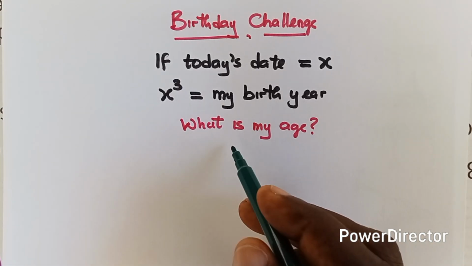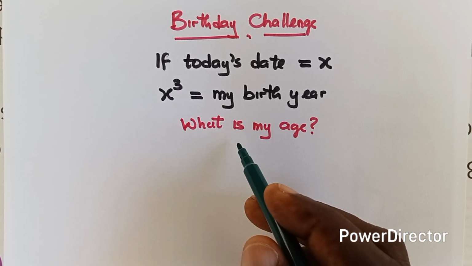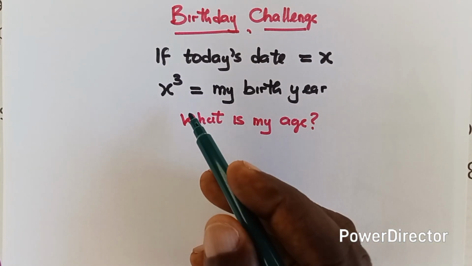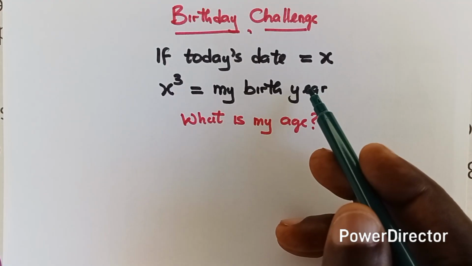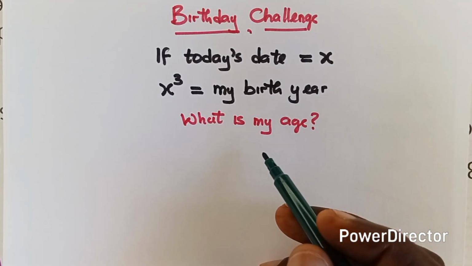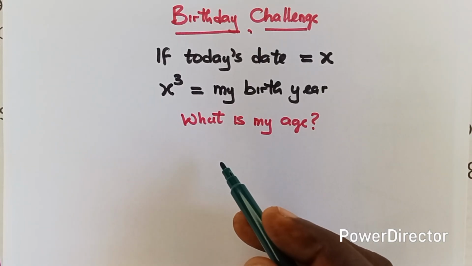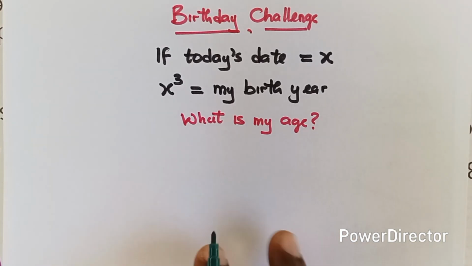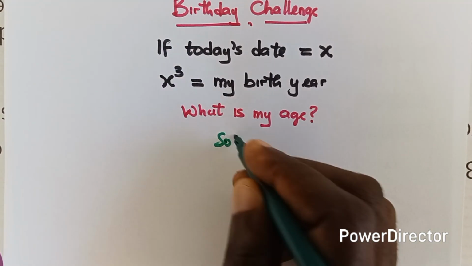Alright, so I posted this puzzle some days ago about my birthday, and now let's solve it together. The question says that if today's date equals X and X cube is my birth year, what is my age? Initially, I just wanted people to find my age without showing my birth year, but now we have to solve it. Okay, now the solution.